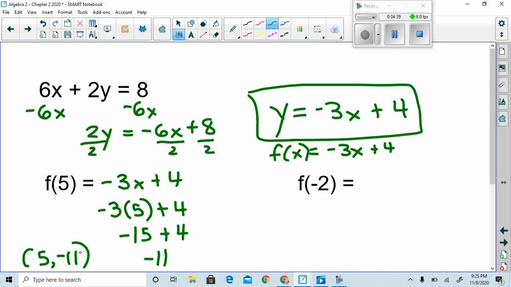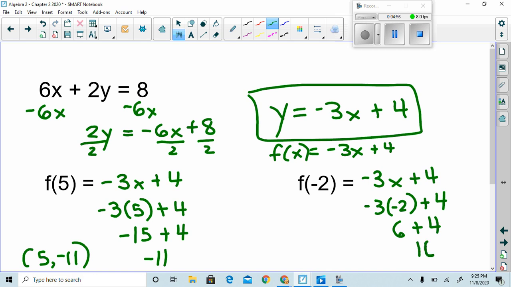We'll take that same function and we'll evaluate at 1 more point. This time negative 2. Negative 3 times negative 2 plus 4. Well, negative times negative is positive, and I get 10. So again, if I input negative 2, I output 10. We will again talk about creating function tables, but instead we're just calculating at given points.